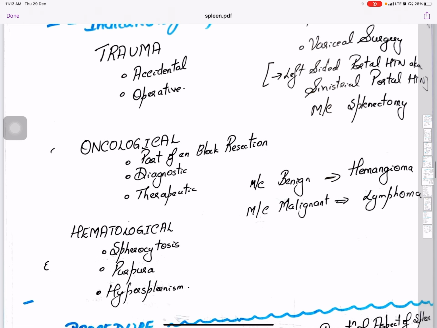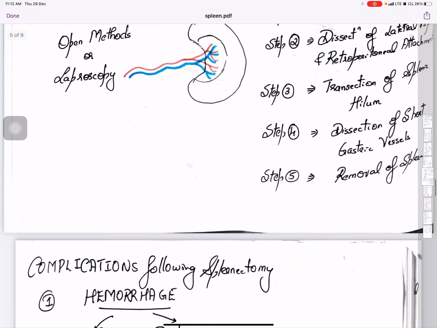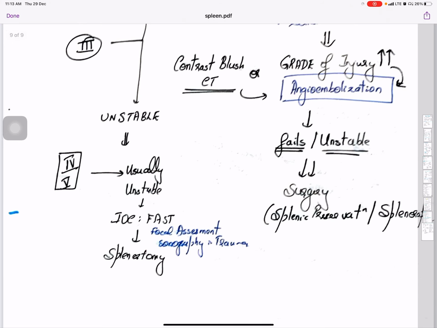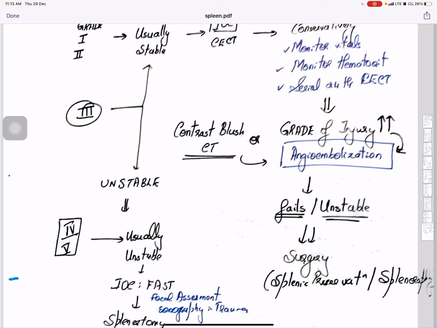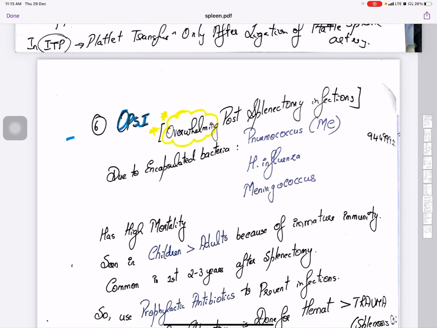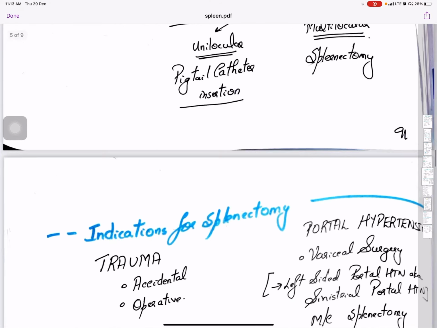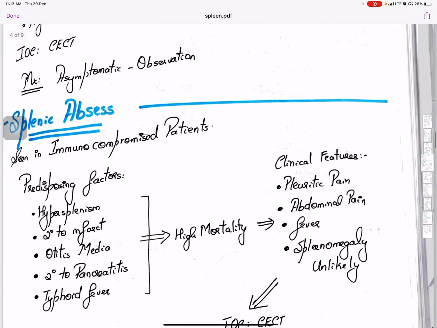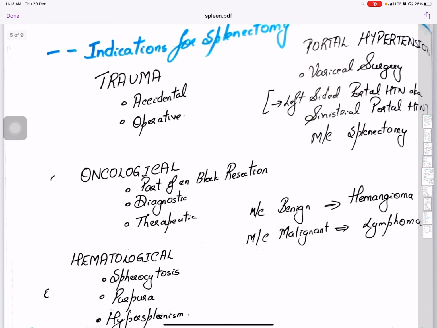Then we have trauma. In trauma, we have most commonly in cases of... See, we have done it very nicely here in this chart. Yeah, in cases of stage 4, stage 5, or stage 3 with unstable vitals or severe injury. Let's see. So we have ITP, we had hemolytic anemia, hereditary spherocytosis, autoimmune hemolytic anemia, thalassemia, sickle cell disease.